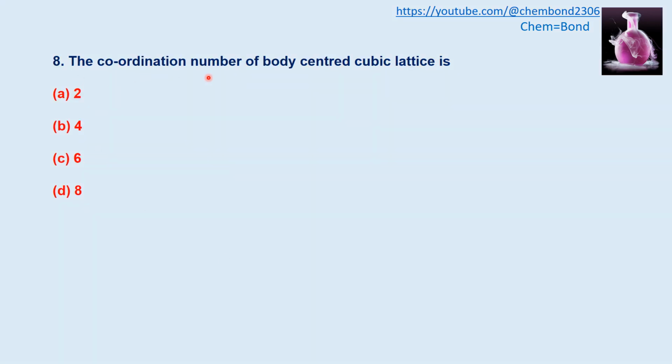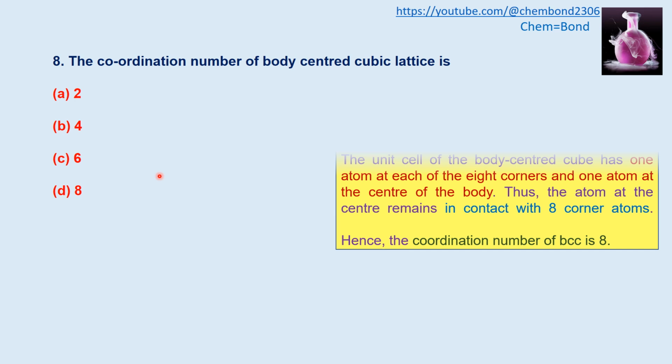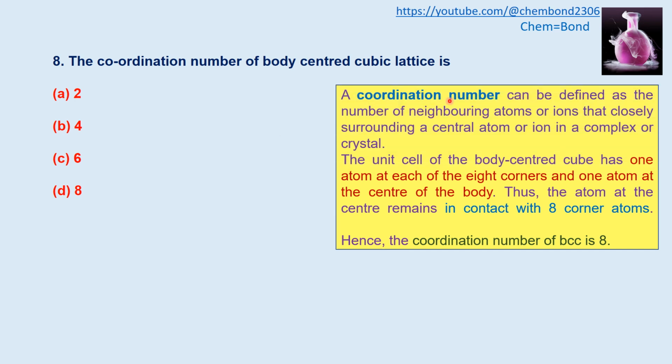The coordination number of a body center lattice cube is: 2, 4, 6 and 8. So the coordination number can be defined as the number of neighboring atoms or ions that closely surround the central atom or ion of a complex or crystal. The unit cell of a body center cube.